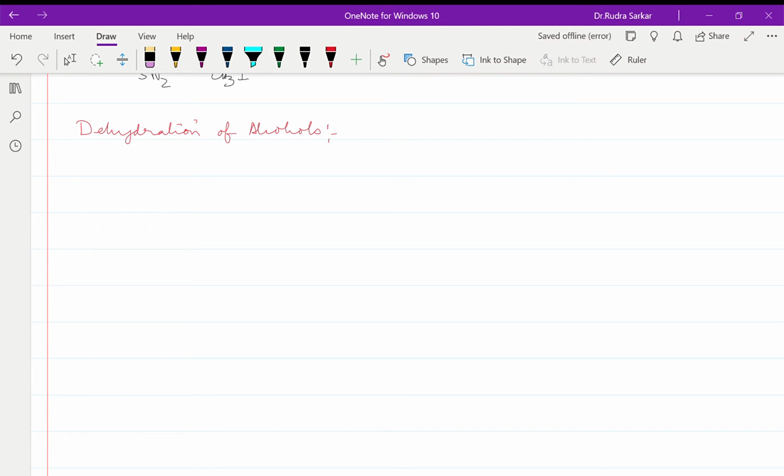We are doing the reaction part of the alcohol. The first topic that we are doing today is dehydration of alcohols. And over here I have taken tertiary butanol, which is also abbreviated this way.